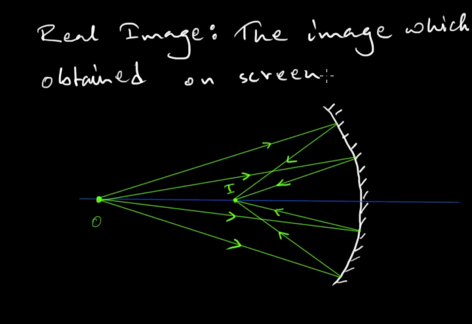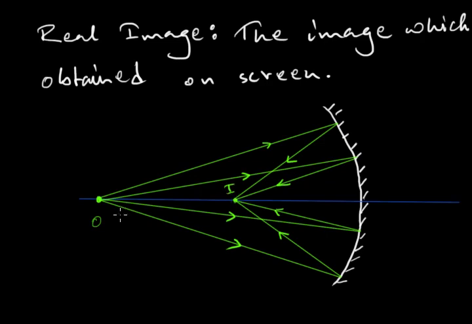In case of real image, what happens? The image obtained can be cast on a screen. This kind of image formation is formed by the reflection of light from a concave mirror. This is an example of a concave mirror. These are the incident rays, and O is the object from which the rays are coming out, and the rays are reflected from the concave mirror, and the image is formed in front of the mirror at point I.